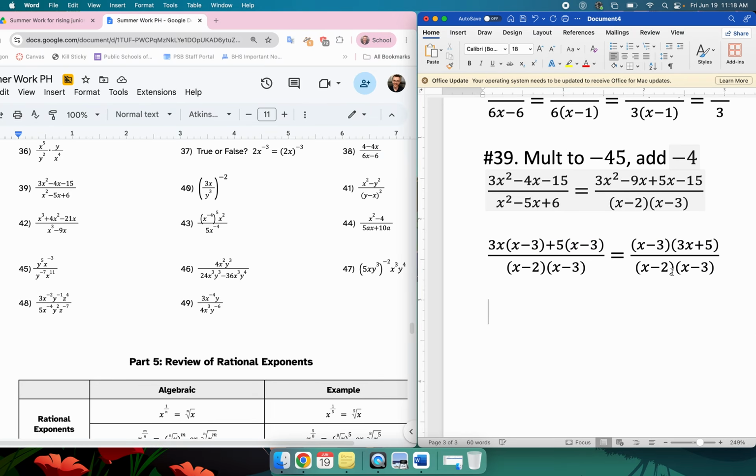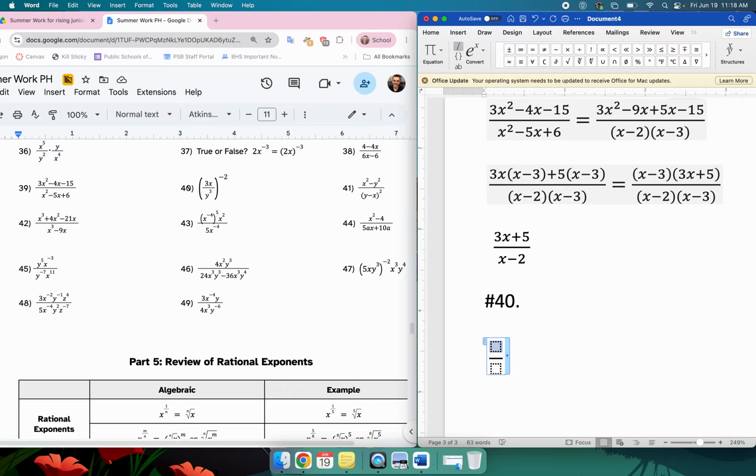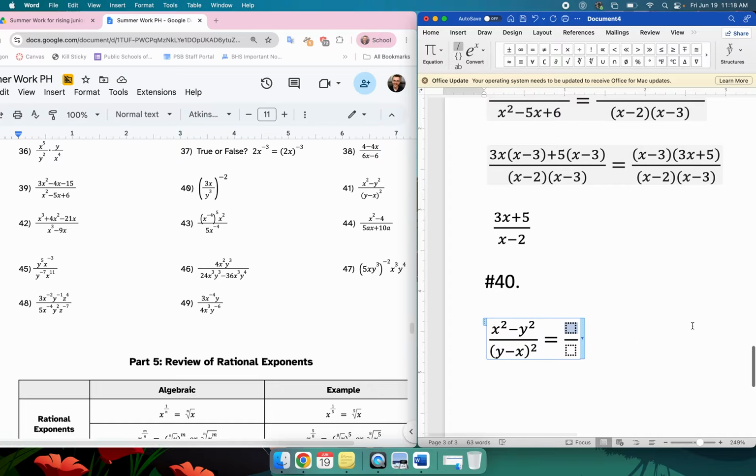x minus 3 over x minus 3, they cancel, and you're left with 3x plus 5 over x minus 2. So, voila. Number 40. Again, this is not really exponent rules. It's really more factoring and canceling common factors. The numerator is x squared minus y squared over quantity y minus x squared. The numerator is a difference of two squares, like it's one thing squared minus another thing squared.